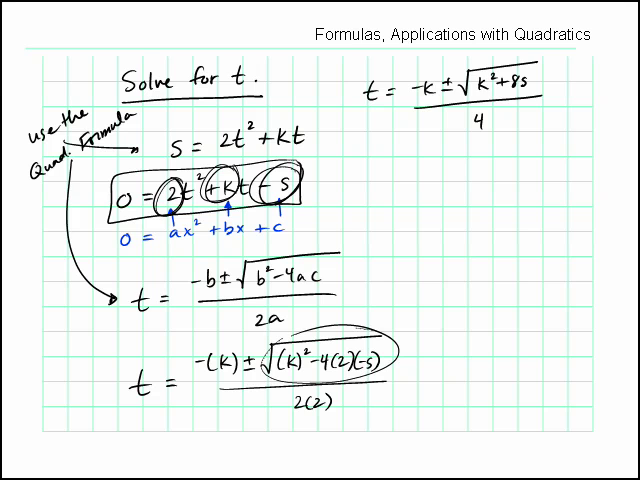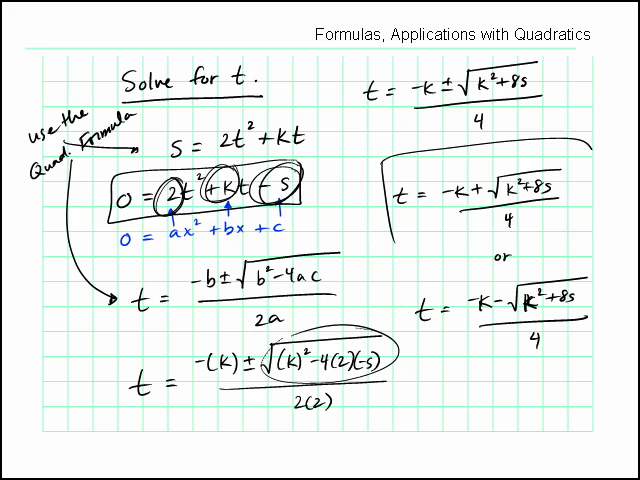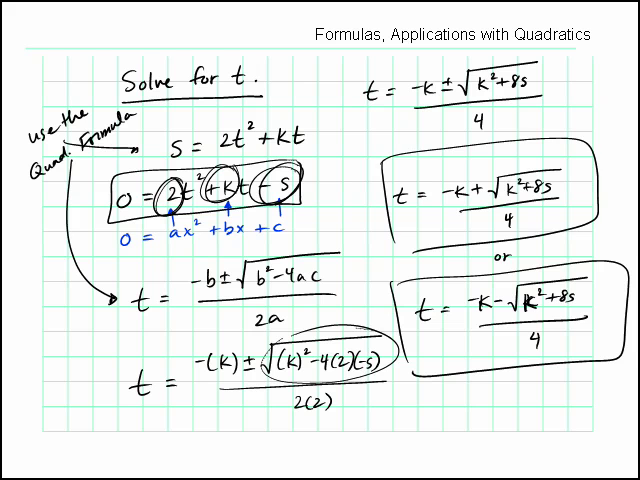We have actually two answers in solving this for t. It's t equals negative k with the plus sign, square root k squared plus 8s all over 4. And the other answer is t equals negative k with the minus sign, square root k squared plus 8s, all divided by 4. Both are solutions to the formula solved for t. And those are examples of solving formulas.